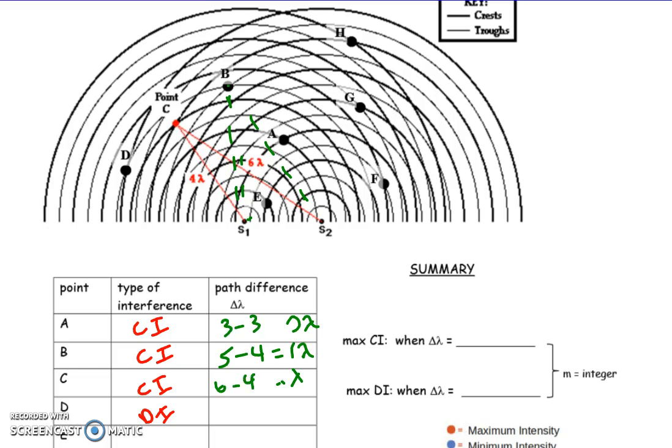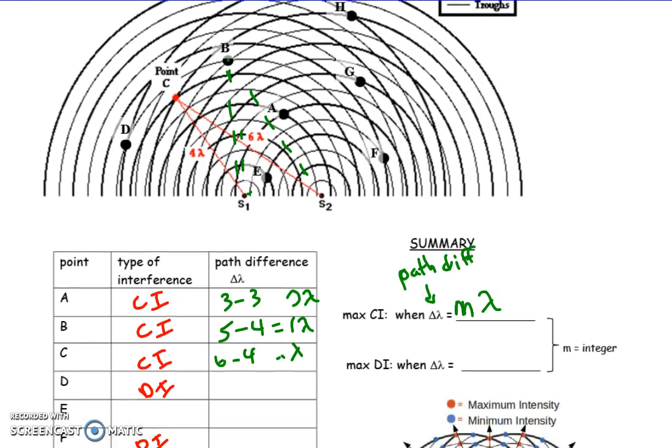All right, so what we notice for all the constructives is even though they're different path lengths, what they have in common is that they are an integer value of the wavelength. So that's an important rule. The maximum constructive interference was when the path difference, delta lambda, is what we call path difference, is equal to an integer number of wavelengths: 0, 1, 2, 3, 4.